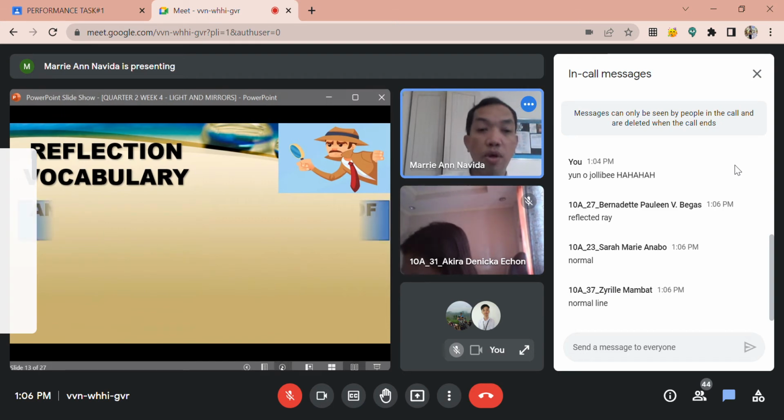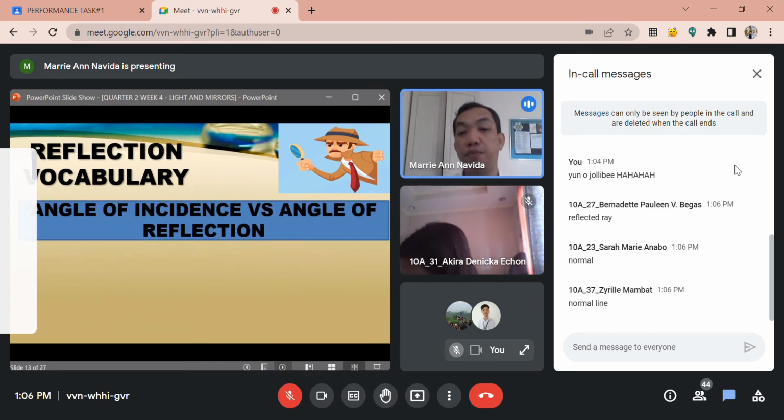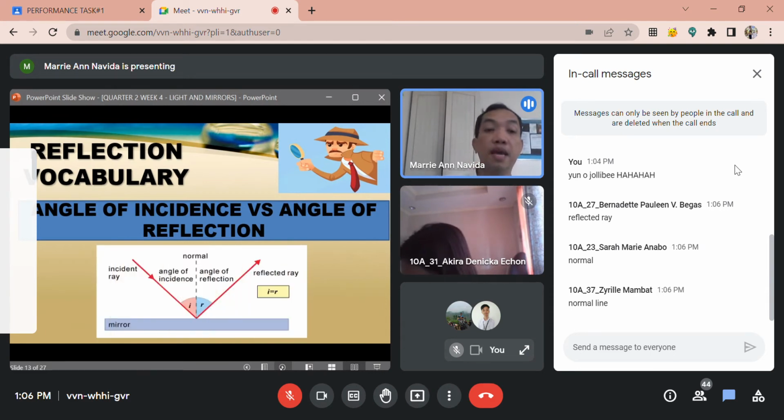Now, what's the difference between angle of incidence versus angle of reflection? So let's try to define this one. Look at this one. This is the incident ray, and this is the reflected ray. So the angle of incidence is on this part and the angle of reflection is on this part. This is at the back of the mirror already, but you can see that one at the back.